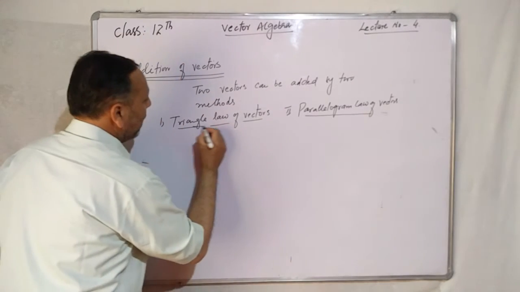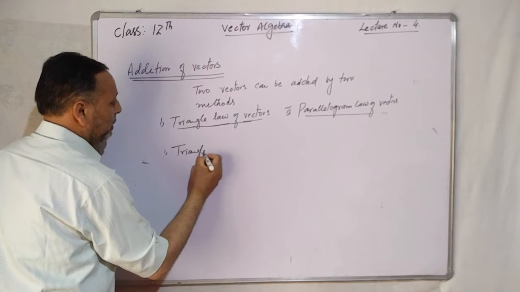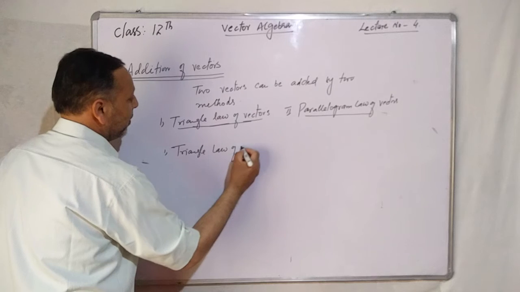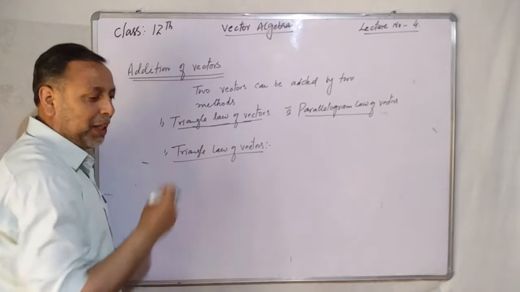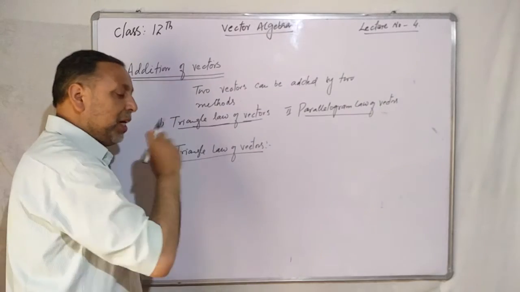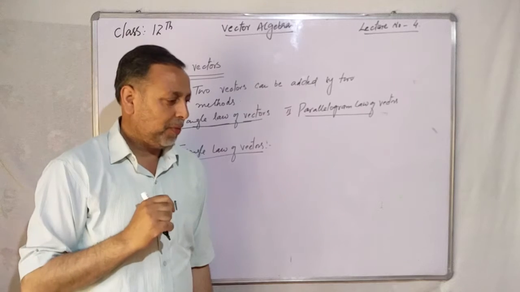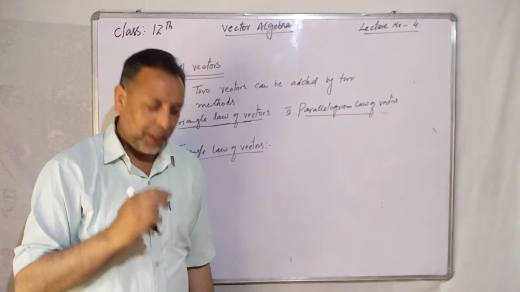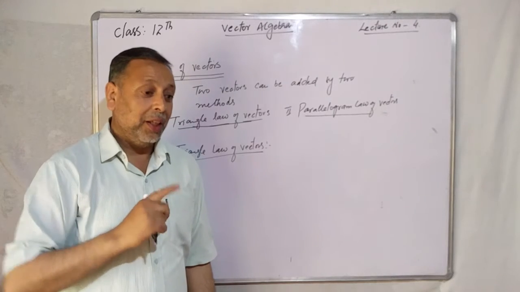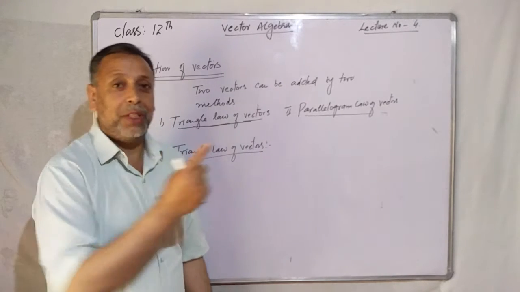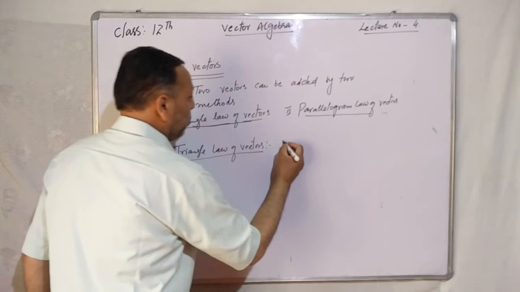Let me first take the triangle law of vectors. What is the triangle law of vectors? ये होता क्या है triangle law of vectors? Triangle law of vectors is that if two sides of a triangle represent two vectors, यानी अगर एक triangle के दो side दो vectors को represent करते हैं, then the resultant of these two vectors is the third side of the triangle.